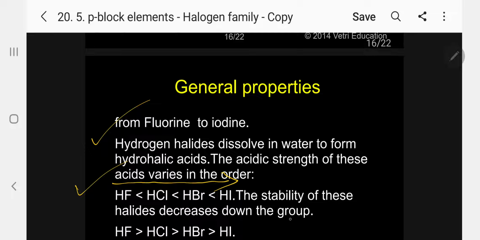The stability of these halides decreases down the group. So which is more stable? HF is more stable, HCl next, HBr next, HI is least. That's why it is more acidic.